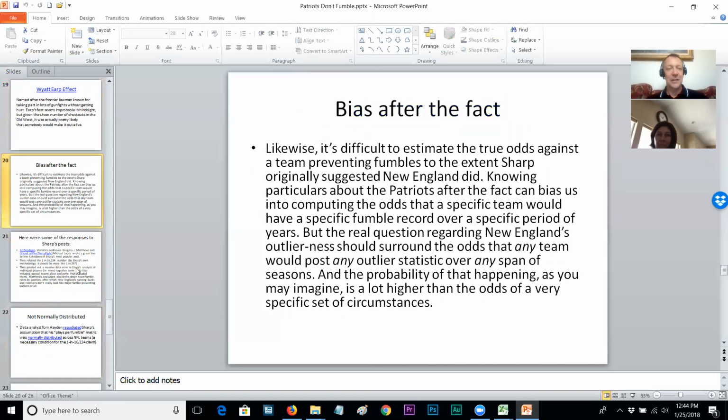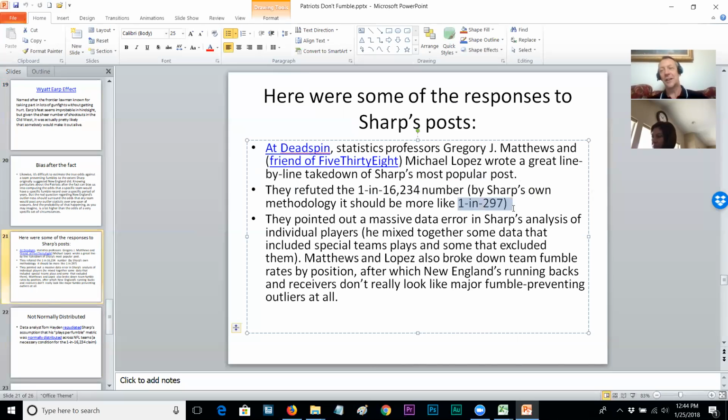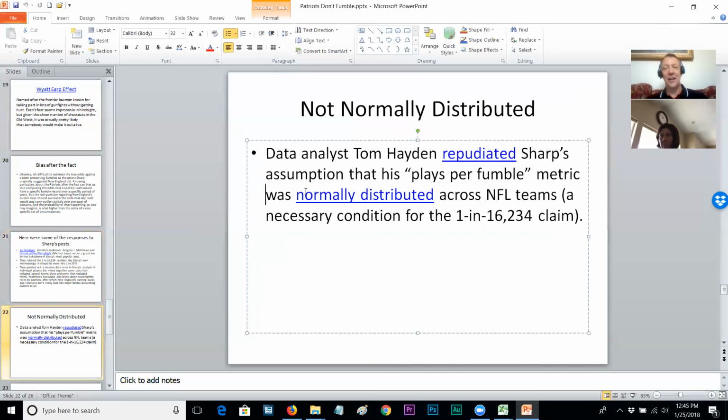And one of the things that they said were flaws in the first argument was they refuted this 1 in 16,000 number and said it was more like 1 in 300, which is still kind of small, but it's a lot smaller than 16,000. The reason was, for one thing, he mixed together some special teams plays and excluded other ones like kickoffs and fumbles. And he also made an assumption that the plays per fumble was normally distributed, and it is not normally distributed, okay?